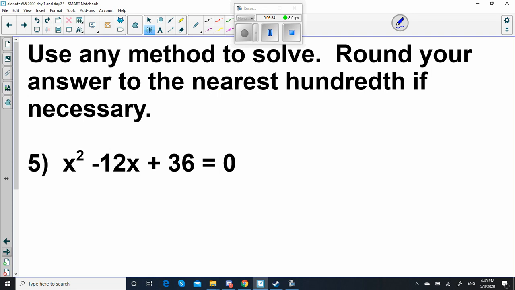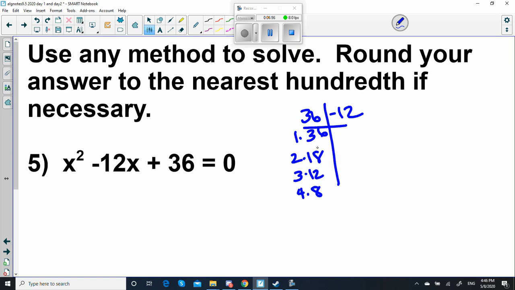So as I look at that, I think, can I factor it? If I can factor it, I want to do that. So let's go over here. I need factors of 36. They give me negative 12, so both have to be negative. So it's definitely not 1 times 36, 2 times 18, 3 times 12, 4 times 8. I think I found it. They both have to be negative because it's a positive and they add up. This one factors. I'm going with factoring.